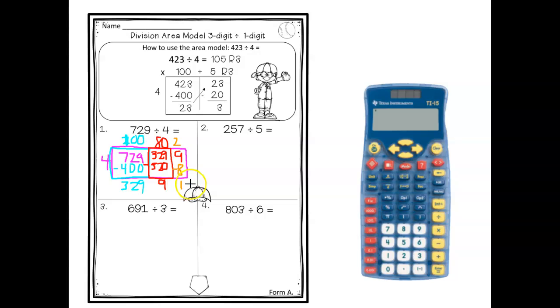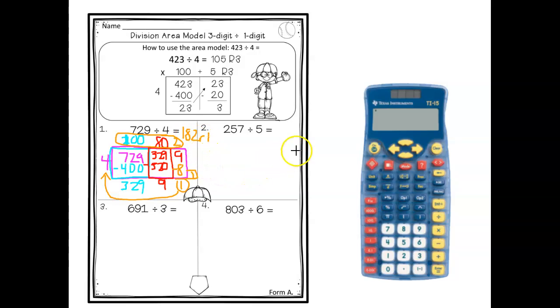Now, obviously, if I had 1 Skittle left, I can't make 4 groups with 1 Skittle. So that's basically going to be a remainder, because notice how my remainder is less than my divisor, like we were talking about yesterday. So that's just going to go right here. And so my answer, my quotient, is right here. It's 100 plus 80 plus 2. And my remainder is 1. So don't forget the R1.